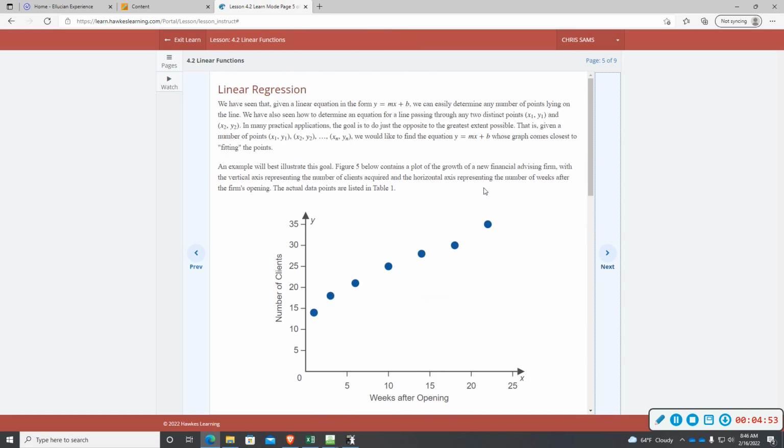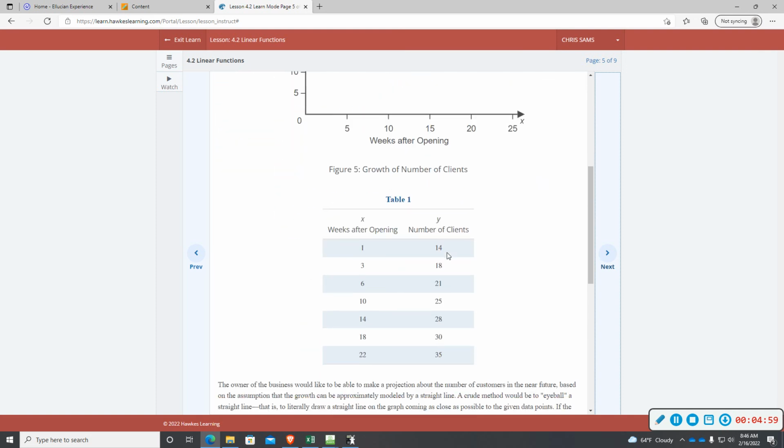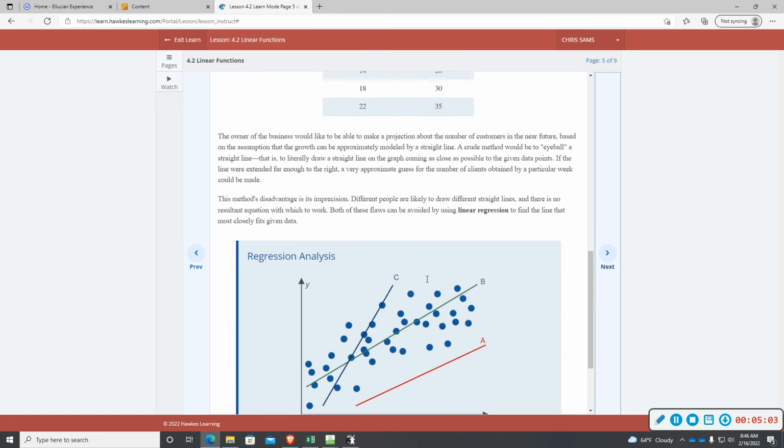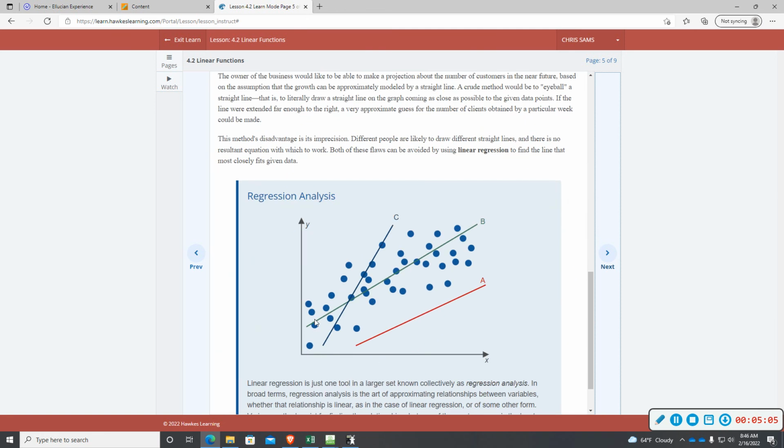So let's go through it. You'll be given a set of ordered pairs. It'll be a scatter plot. Here they are. You can graph them, and then there are lines that we can try to draw that would fit the data. The line of best fit is going to be the one that goes through the center, or the centermost points, as close to as many points as possible.